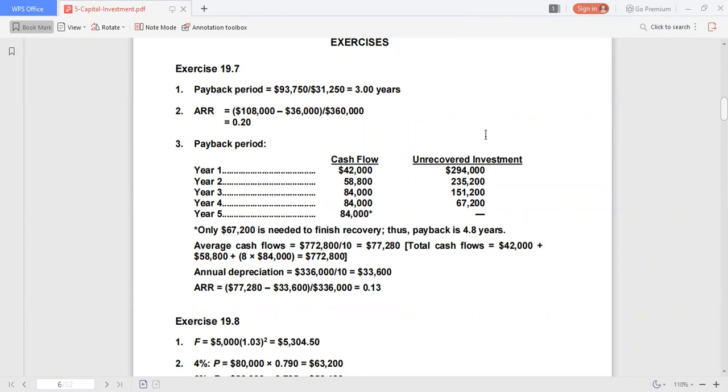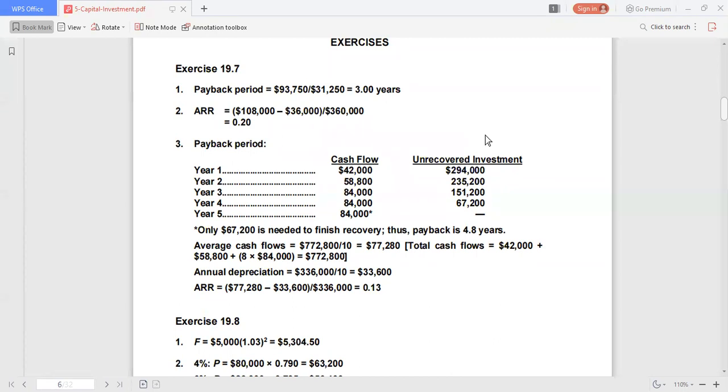That's for 1 year, 1 year. 235 minus 84 is 151, 200 minus 84 you get 67,200. So it's a period of 4 years, and in the last year, year 5, you need to recover only 67,200, but you recover 84,000. So dividing 67,200 by 84,000, that gives 0.8 of a year. So the payback period is 4.8 years. That's adding 1 to 4, and the last year, year 5, is only 0.8.